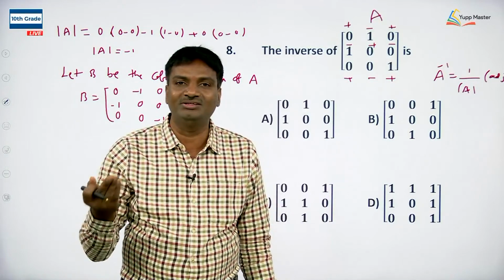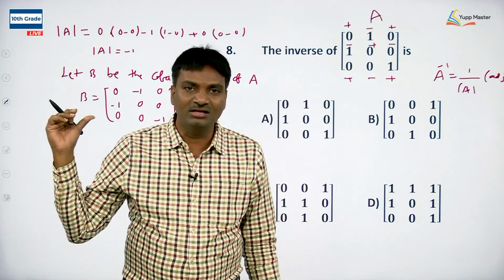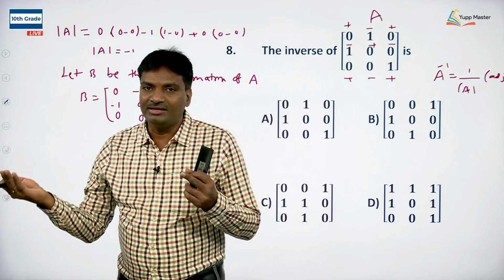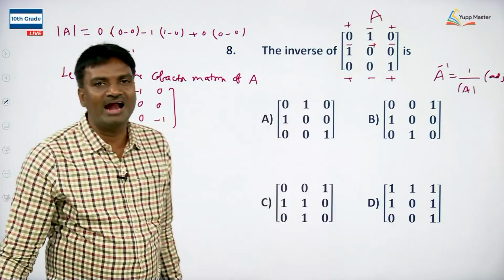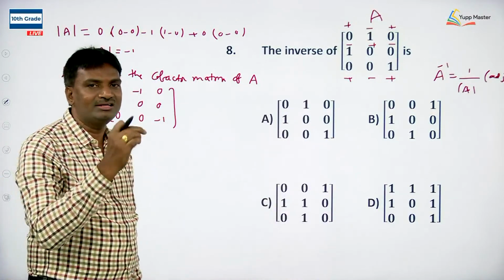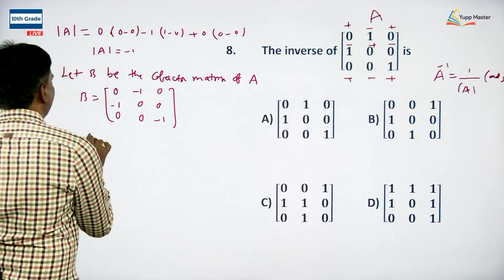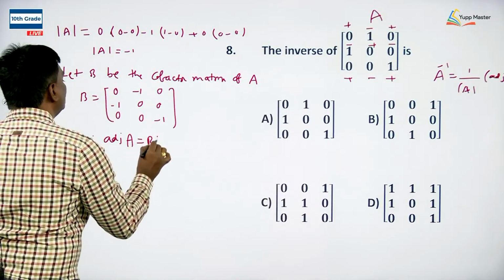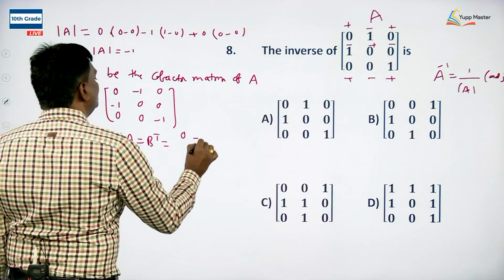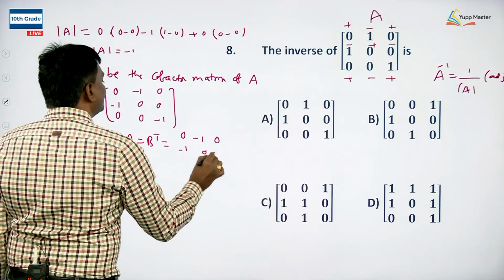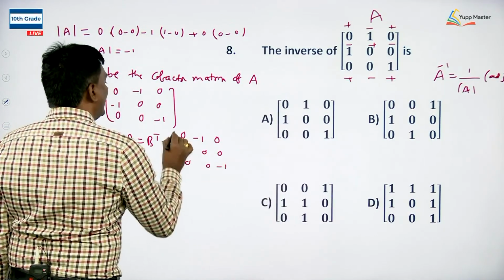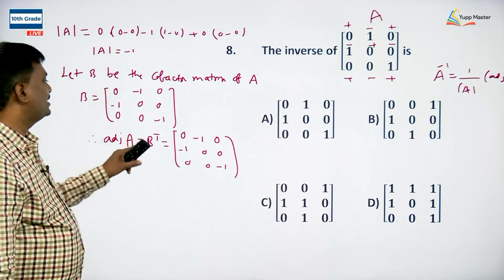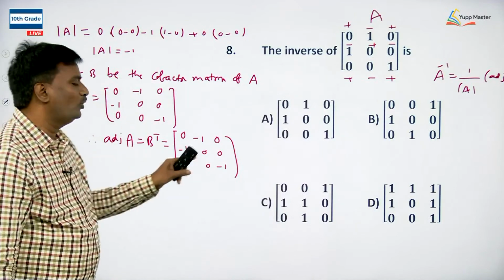How can we get adjoint A? Simple. Just transpose the matrix B, means we have to interchange the rows and columns of matrix B, then you will get one matrix, that is nothing but adjoint A. So therefore adjoint A equal to B transpose equal to 0 minus 1 0 minus 1 0 0 0 0 minus 1 by interchanging the rows and columns. So 0 minus 1 0 minus 1 0 0 0 0 minus 1.